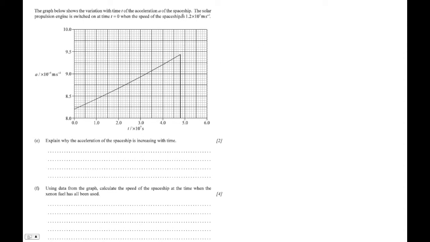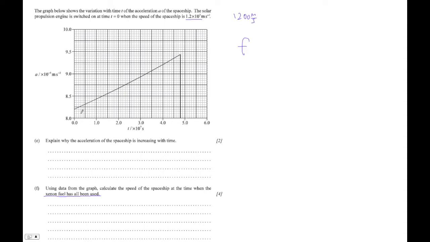Okay, so it says the solar propulsion is switched on when the speed is 1.2 times 10 to the third meters per second, right? Okay. And then they say, what is the speed of the spaceship? This is for F, right? What is the speed when the xenon fuel has all been used, right?